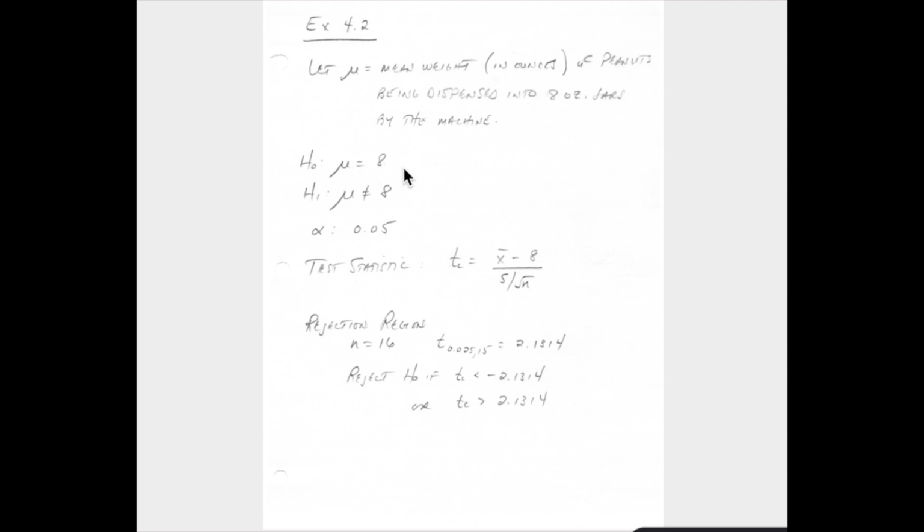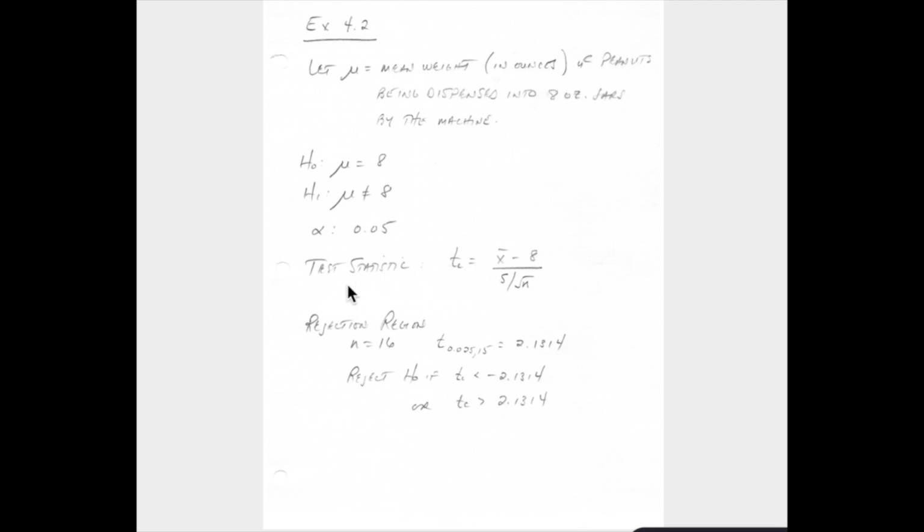So mu is equal to 8. And we're going to let the data try to convince us otherwise. In other words, that mu is not equal to 8. And so we're putting that in the alternative. We want to try to show that the mean of the population is not equal to 8. And remember, we always put what we're trying to show in the alternative. Again, we've been told to use a 0.05 level of significance.